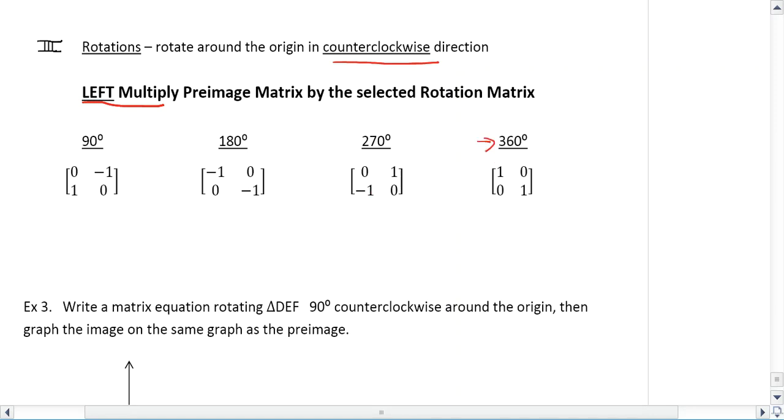And notice something interesting about the 360 matrix. If you look carefully, this is the identity matrix. But if you think about it, that makes sense, because if you rotate a shape 360 degrees around the origin, you're right back to where you started, so there is no change at all.